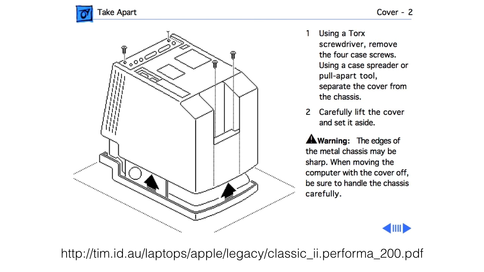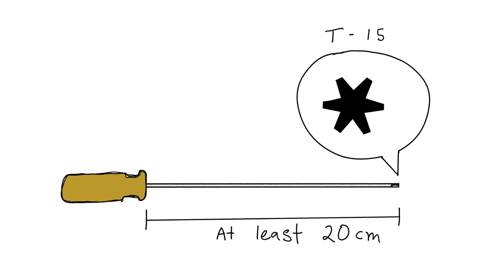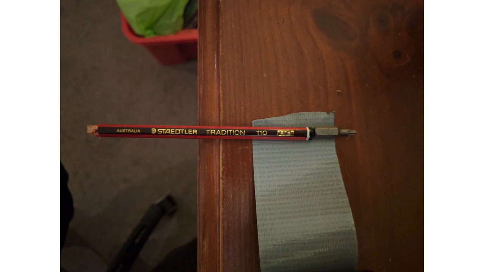This is the official service manual. You have to take out all those 4 screws. They're Torx screws. Okay, Torx screws are pretty easy to get screwdrivers for. But these two are particularly troublesome because you need a long screwdriver. I have one, but I didn't have one at the time. So I tried to make one.